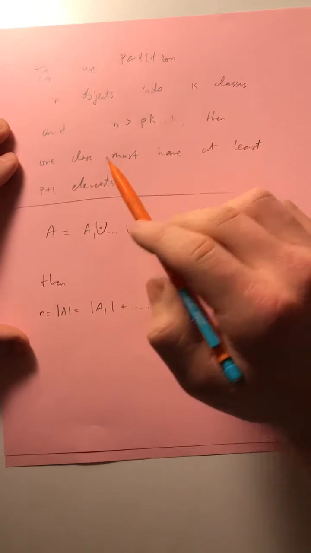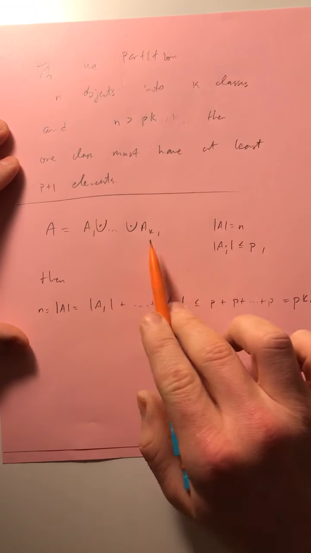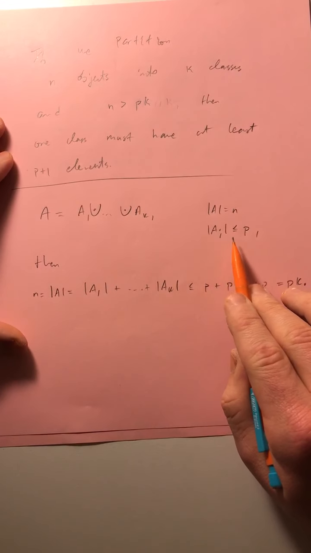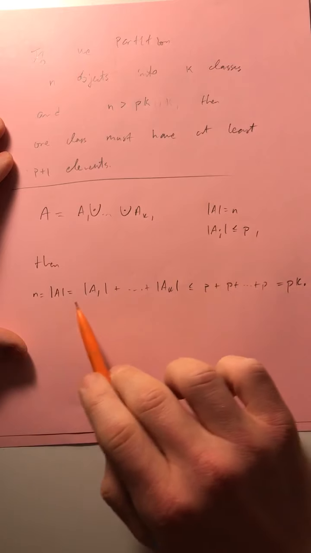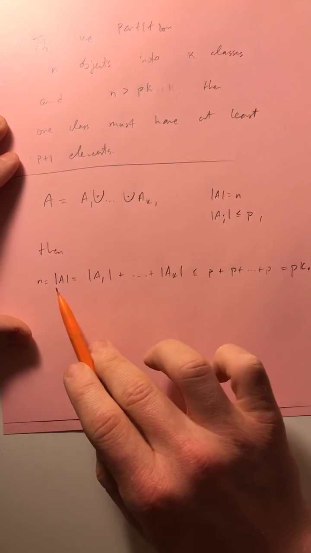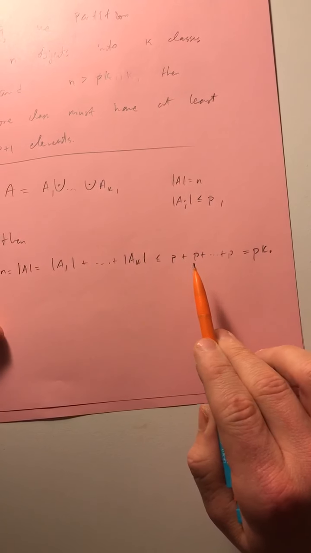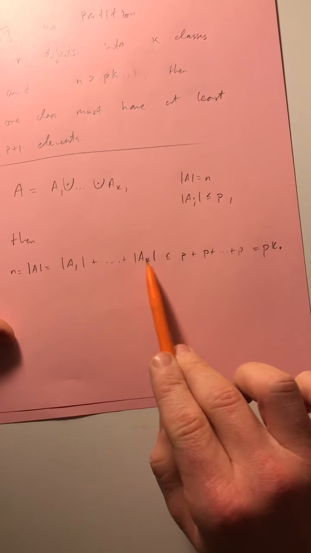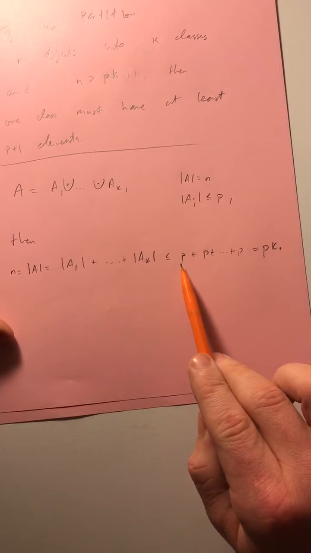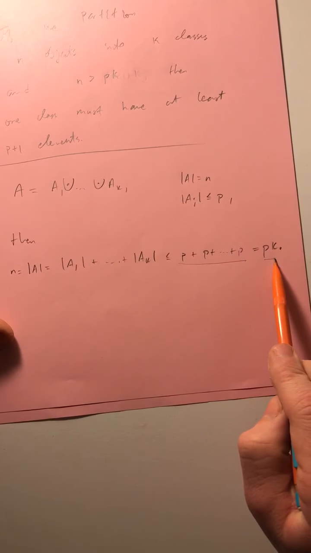Again, this is the same kind of proof. To take A, split it up into k classes. If each class has at most p things in it, then I have n equals the number of things in A, which is the number of things in the classes. This is less than or equal to p plus p plus p, because each of these classes has at most p things in it, and there are k classes, so altogether I have at most pk things.